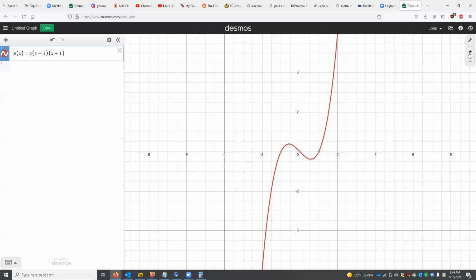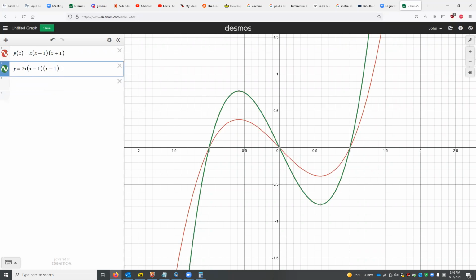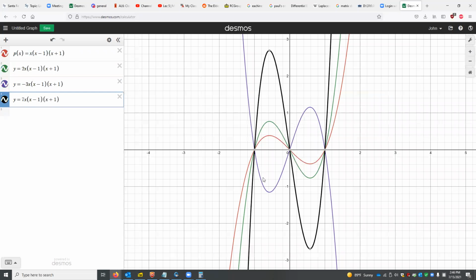Here's a polynomial with three roots. Each of them are of multiplicity 1. The x plus 1 factor gives me this root at negative 1. The x factor gives me this root at 0. And the x minus 1 factor gives me this root at 1, 0. Now, watch what happens. If I multiply by 2, or if I multiply by negative 3, or if I multiply by 7, you see all of these guys have the same roots because they all have the same polynomial factors.